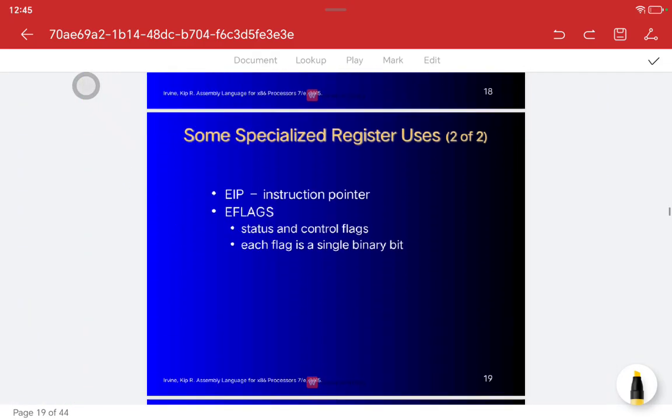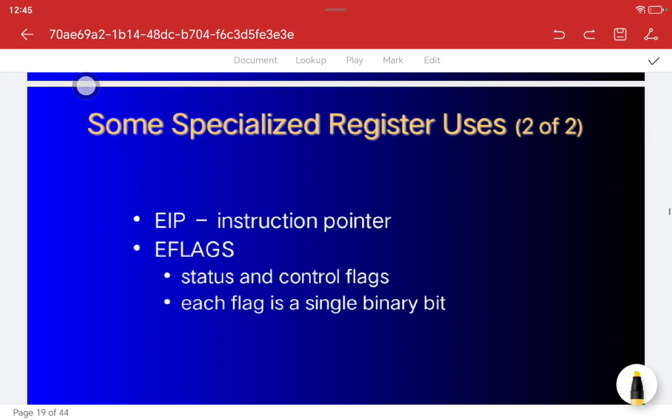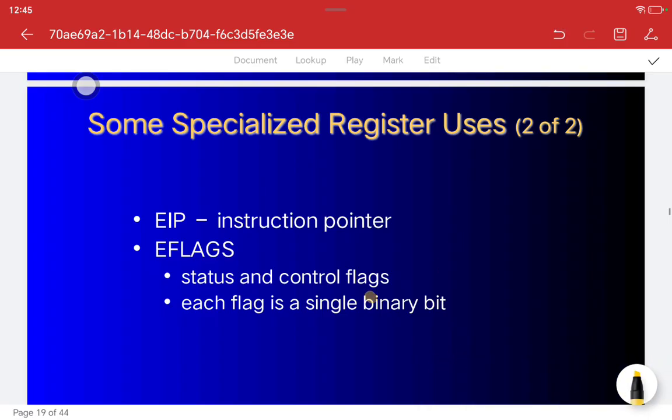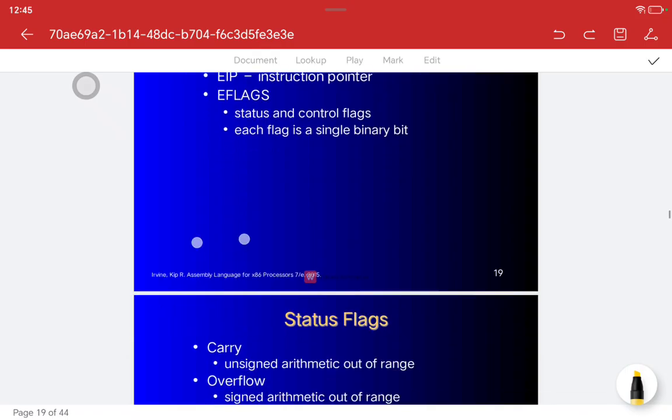So, some specialized register uses: the EIP, this is the instruction pointer, and also the EFLAGS. Remember I said that in the EFLAGS we'll be looking at the status flags. Right now we'll be looking at the status flags, but the EFLAGS contain the status and control flags, and each flag is a simple binary bit. So we'll be looking at such 1 or 0. Those are the status and control flags, and we'll be focusing on the status flags.